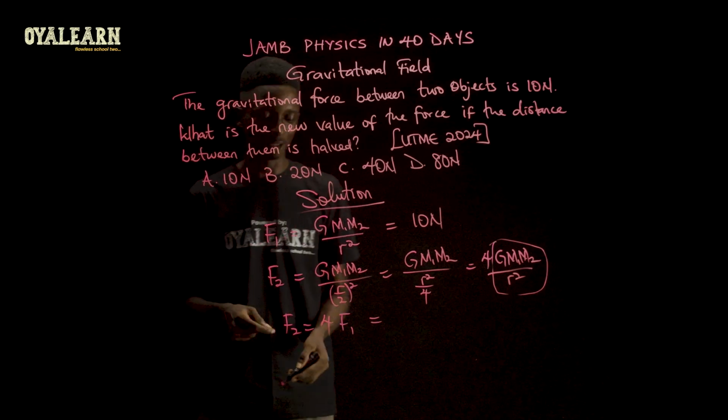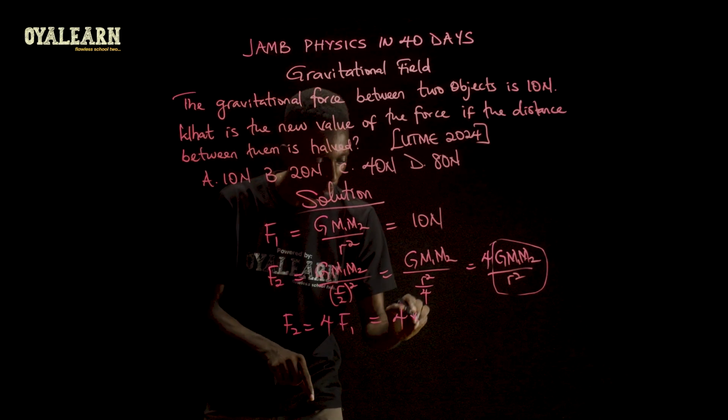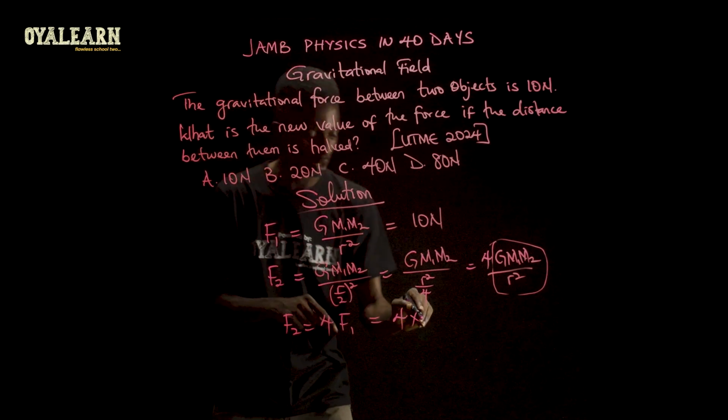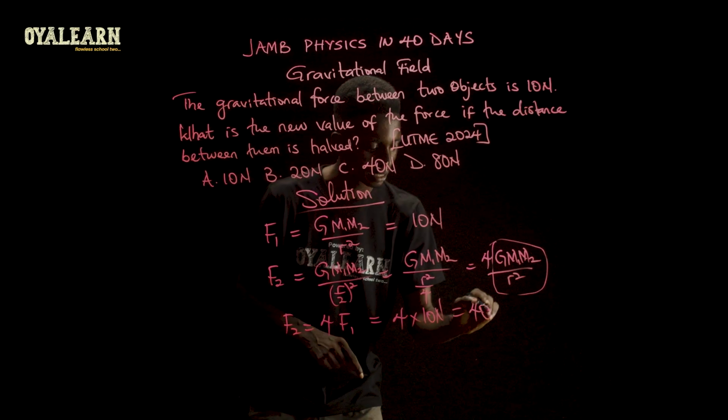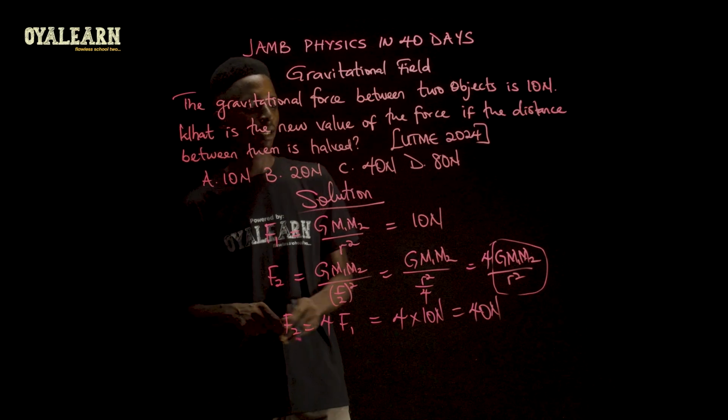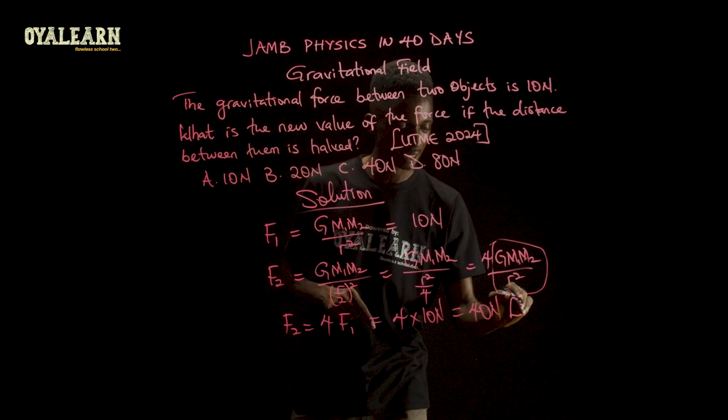So let's calculate the value then. That will be 4 multiplied by the value of F1, which is 10 newtons. So this gives us 40 newtons. And looking at the options, that is option C.